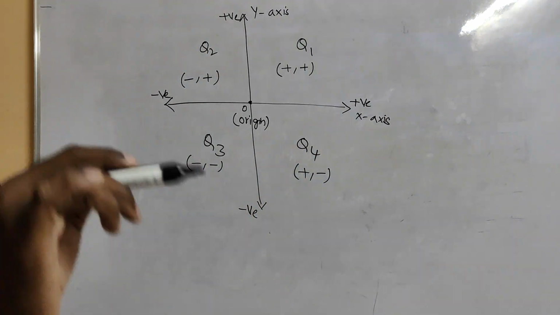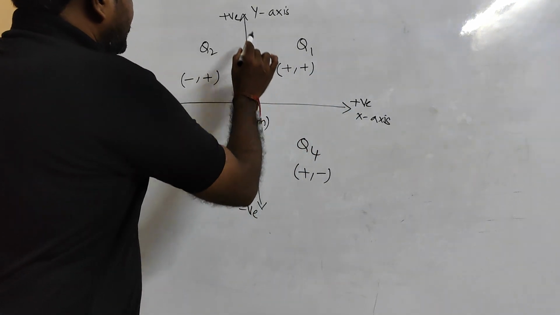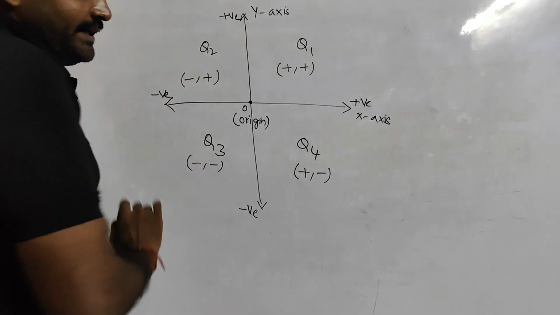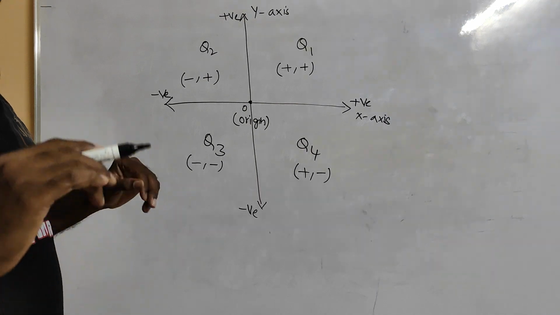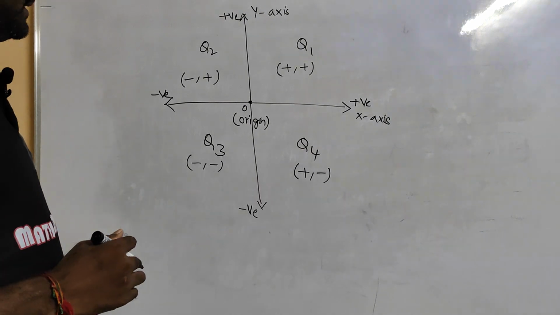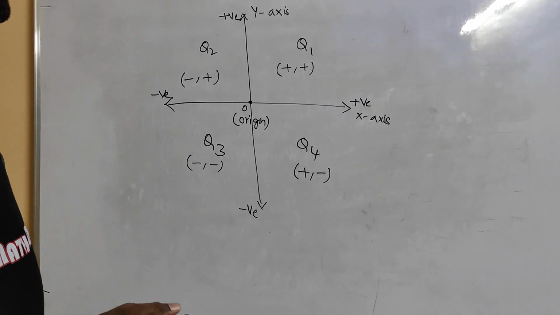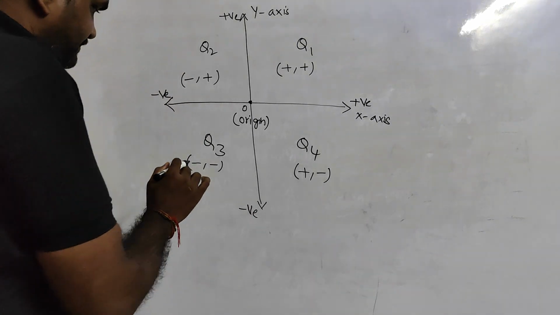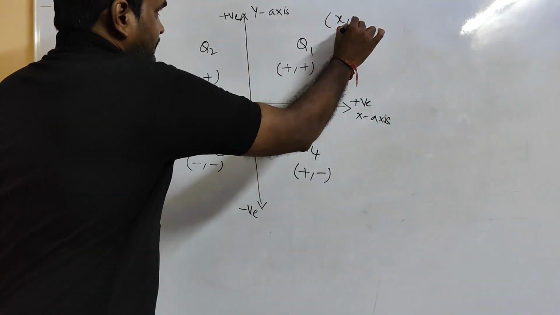Here you may have one doubt: sir, you wrote positive and positive for quadrant 1, but if you go anticlockwise, you get positive and negative, so why did you write negative, positive? That doubt may arise in a student's mind. For that I am telling you, see, this is called an ordered pair. We only write x comma y.